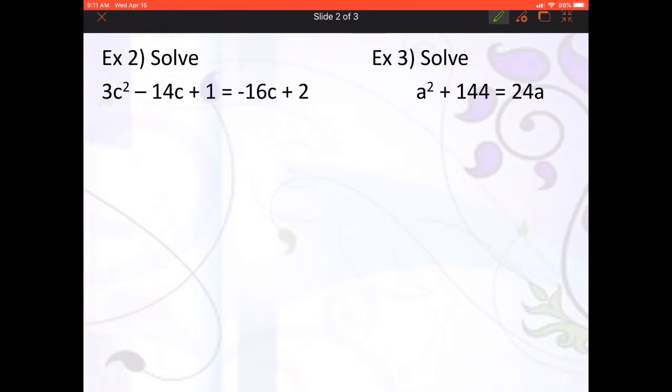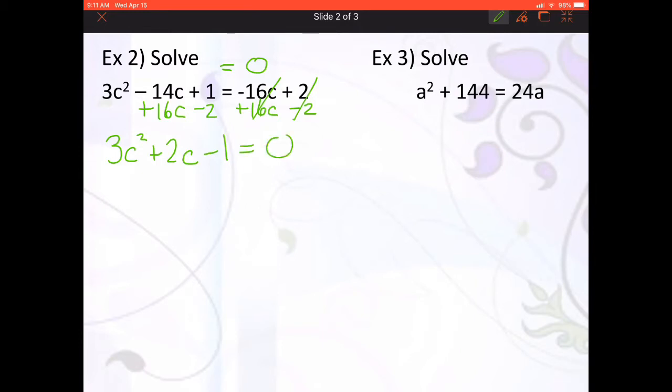All right, so let's keep solving by factoring. If I notice I don't have equals 0, so I need to make it equal to 0. So that means I need to get rid of this negative 16c, so I'm going to add 16c. If it has a like term on the other side, we put it directly underneath, and it does. And I need to get rid of the plus 2, so I'm going to subtract 2, and again, put it under its like term if it has one. All right, so these cancel, and we get 0 there. So I write it in standard form. 3c squared, negative 14c plus 16c is positive 2c, and positive 1 minus 2 is negative 1 equals 0. All right, once it's equal to 0, we factor.